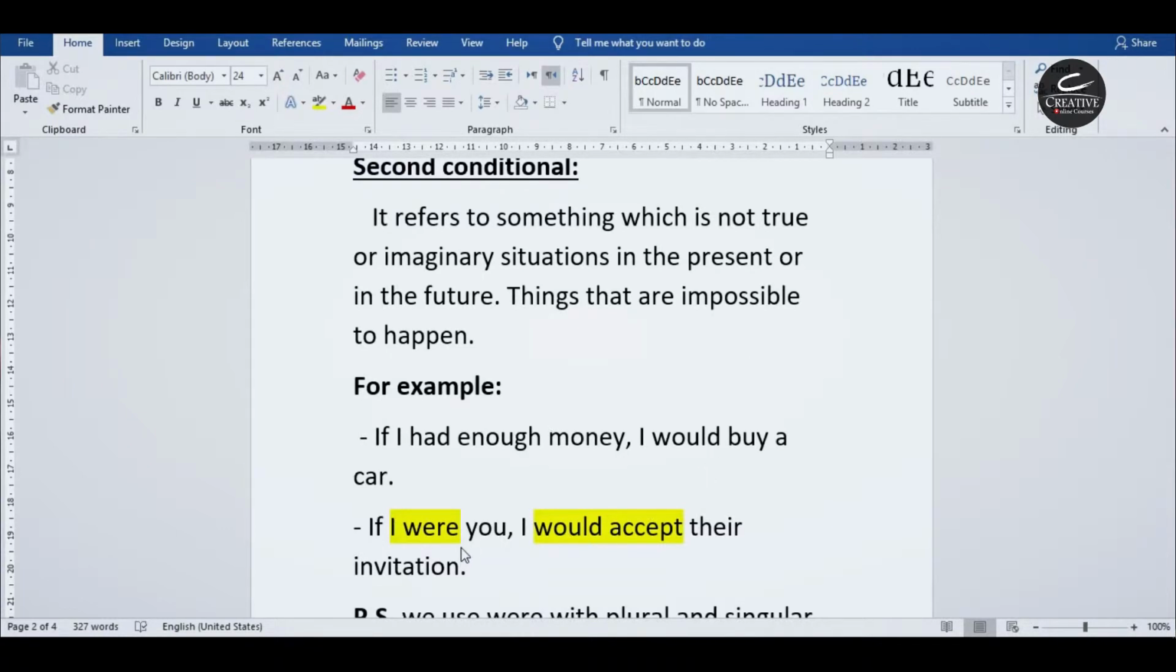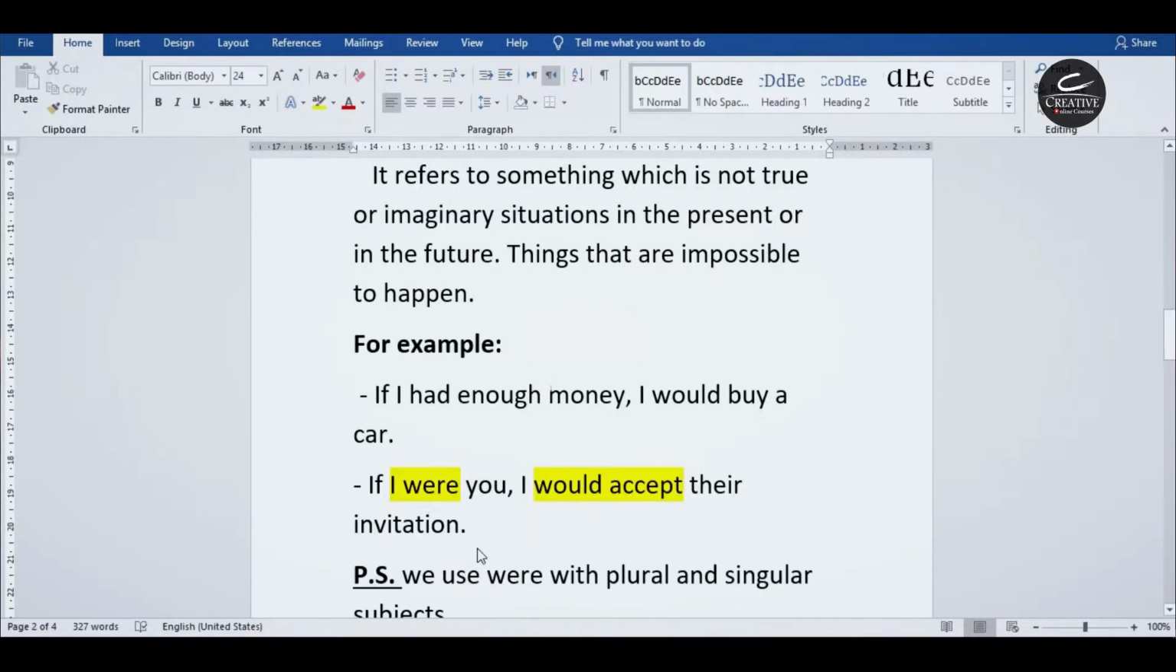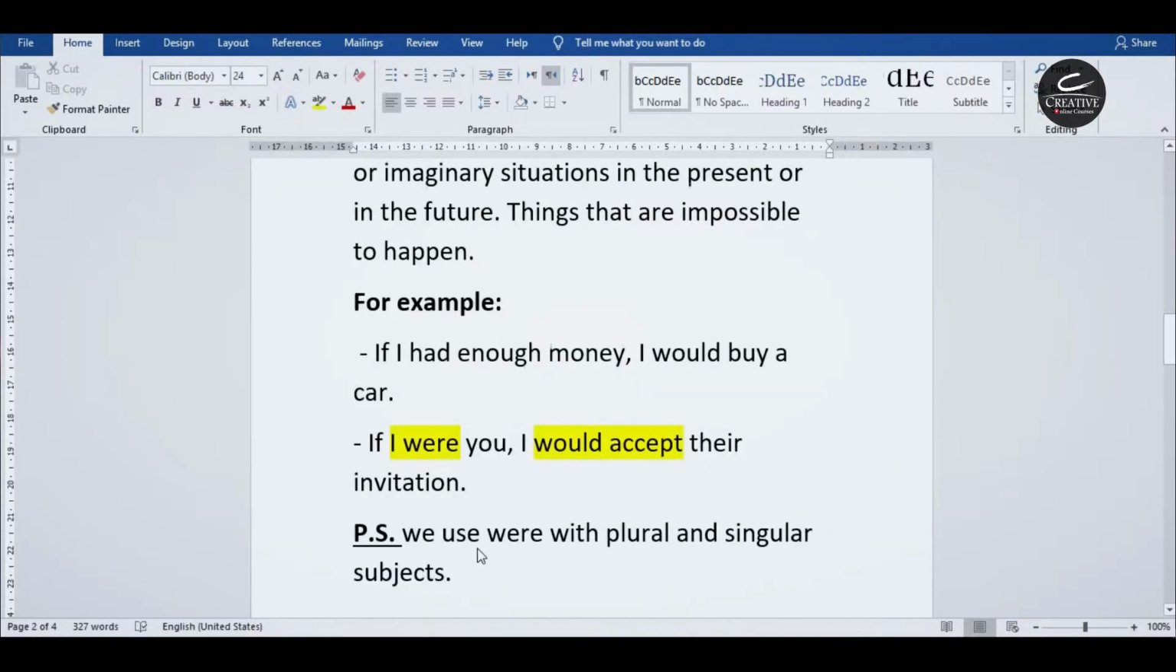In this example also, if I were you, I would accept their invitation. He's not in his position, so he cannot accept their invitation. So this is also an imaginary situation. In this condition, we use the past tense, okay, like here we said had. This is the past tense of the verb have, okay, and we use would plus the infinitive.